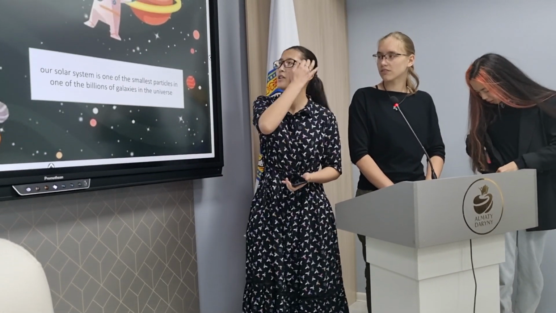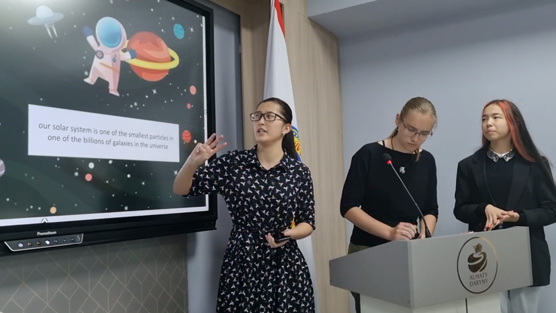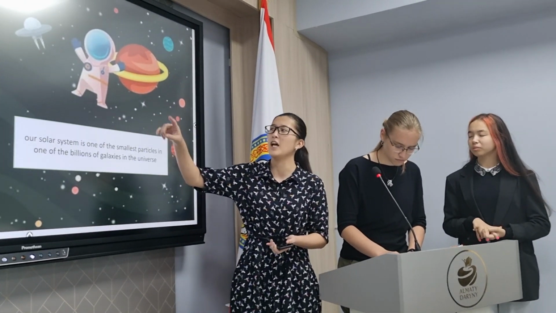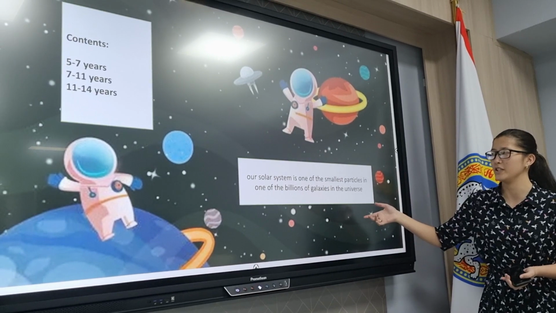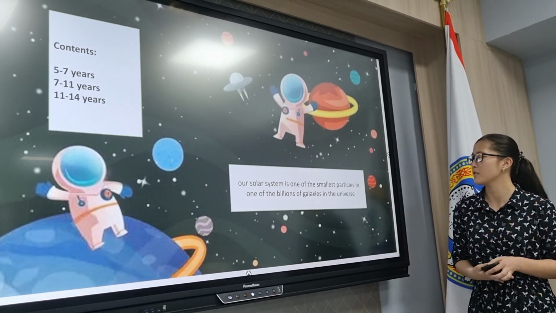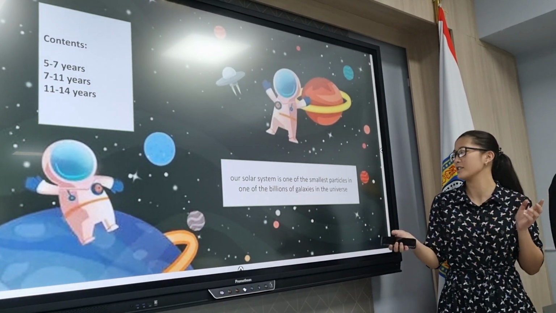Let's go. We would like to present you 3 stages: from 5 to 7, from 7 to 11, and from 11 to 14. Please pay attention to this. Our solar system is one of the smallest particles of the billions of galaxies in the universe.